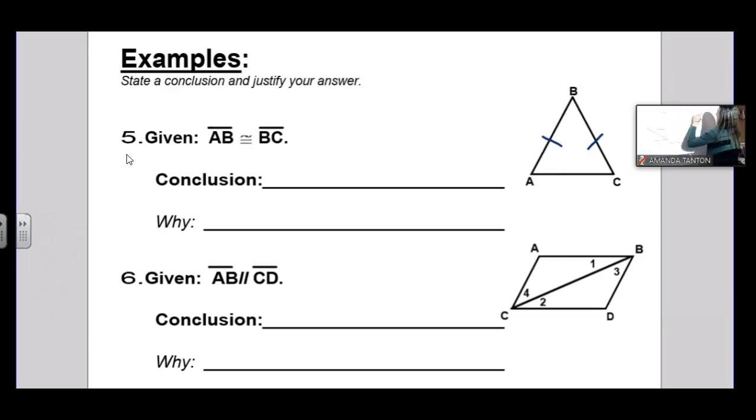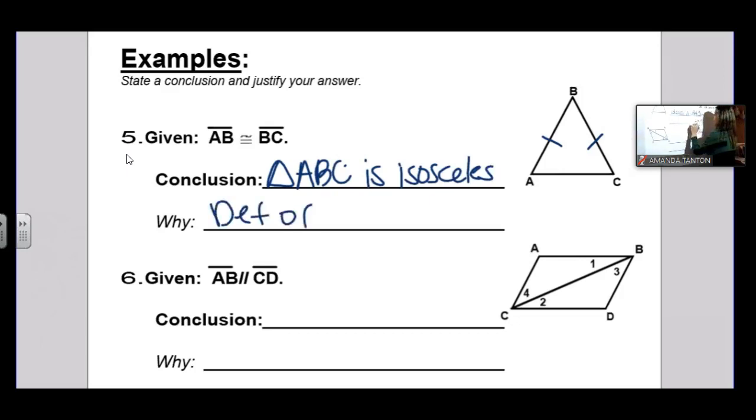Yeah. You could say, oh, triangle ABC is isosceles. And then the reason why, well, that's what an isosceles triangle is. That's what it is. So it's the definition of what it is. And I meant to put that there. But what else could you say if someone told you 2 sides of a triangle were congruent? Isosceles triangle theorem. Yes, that's the why, but what are you saying? What's the conclusion?